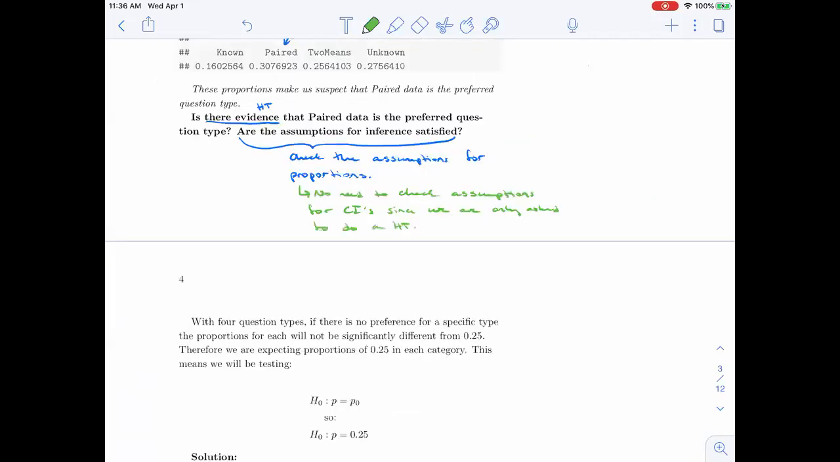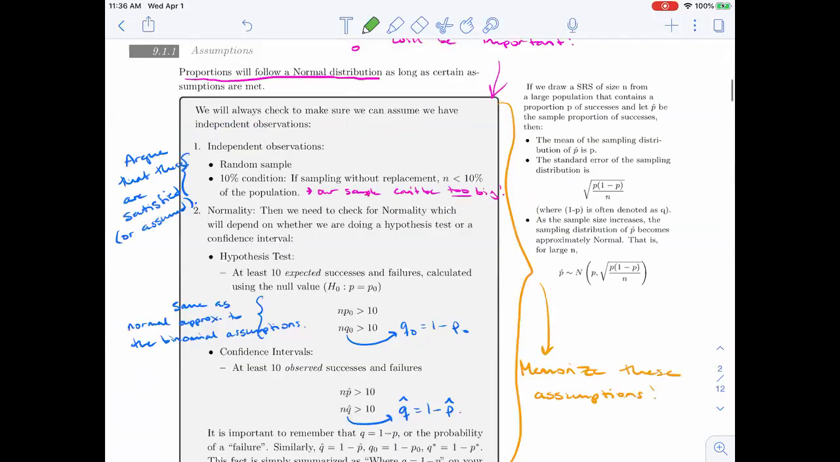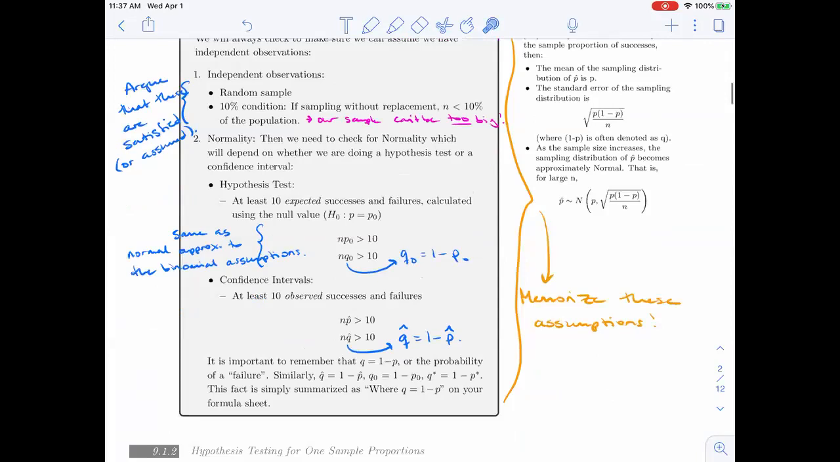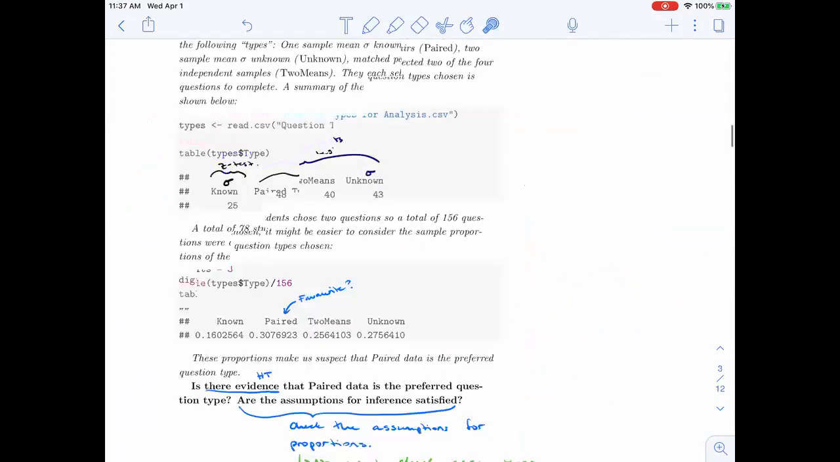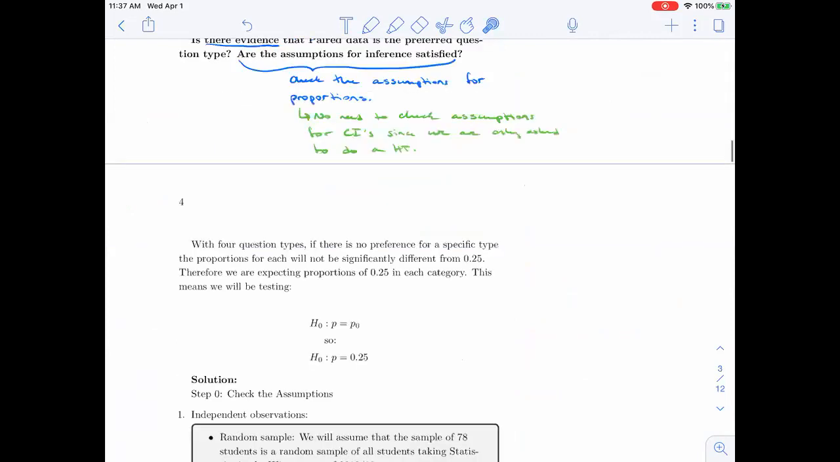Remember, going back to those assumptions, right at the top of the page here, or the top of the document, depending on if we do a hypothesis test or a confidence interval, that's going to dictate which conditions to check, right? And so here, when we're asked to do a hypothesis test and are the assumptions for inference satisfied, right? We don't need to check the conditions for confidence intervals, right? Because we're only doing a hypothesis test.